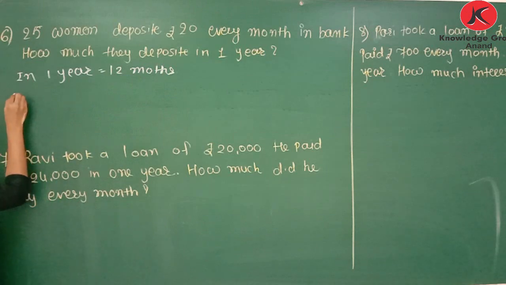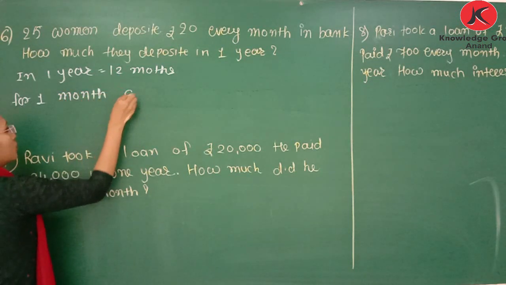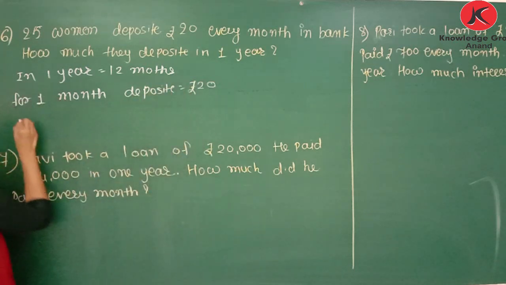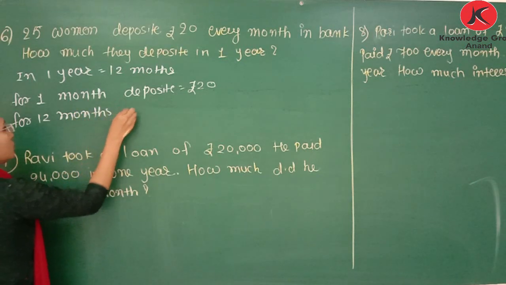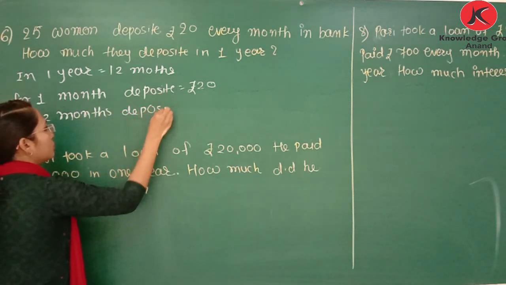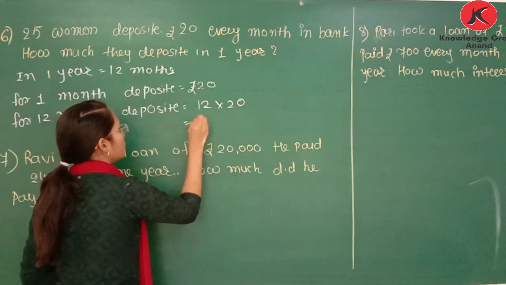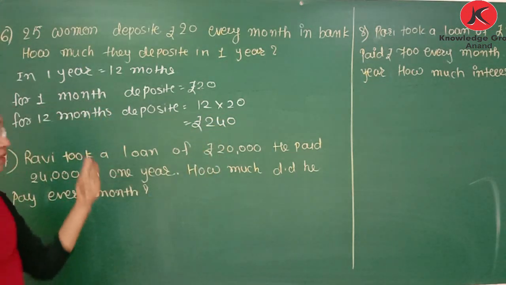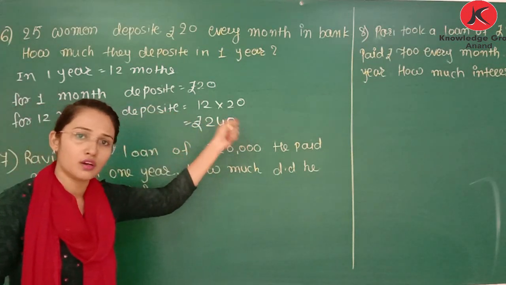So you can write, for 1 month deposit 20 rupees. So for 12 months deposit will be, cross multiply, 12 is multiplied with 20, 240. It means if you keep depositing 20, 20, 20, how many rupees are deposited in 12 months? 240.